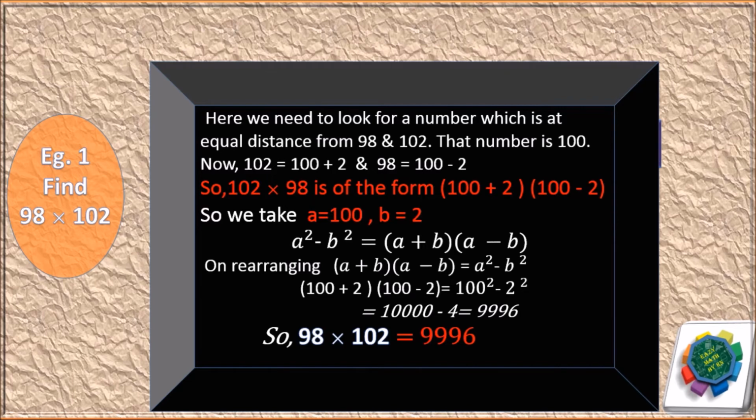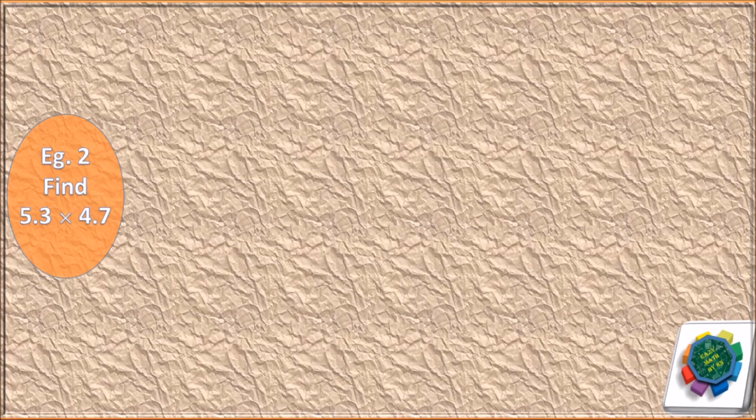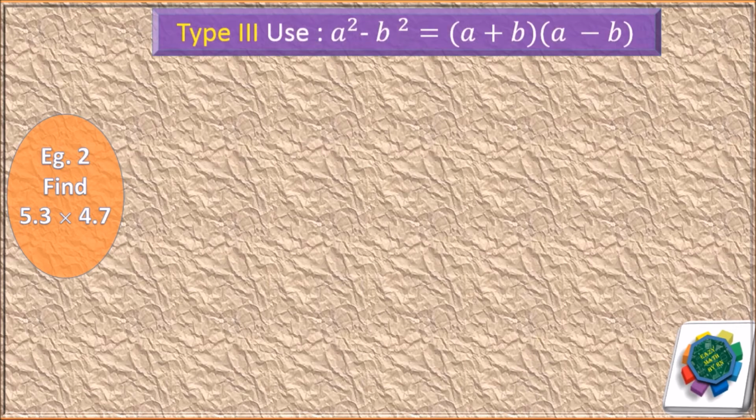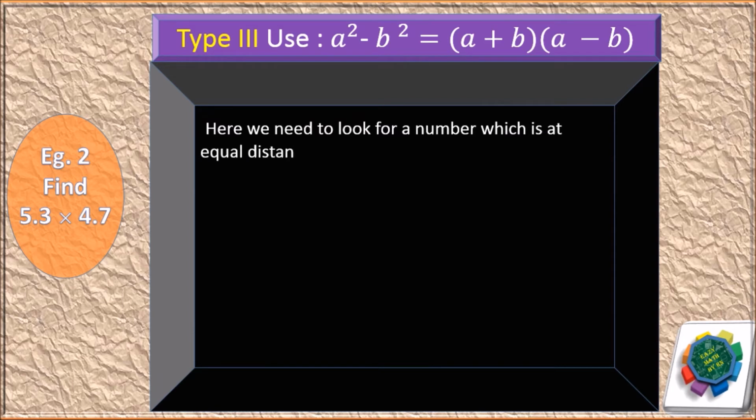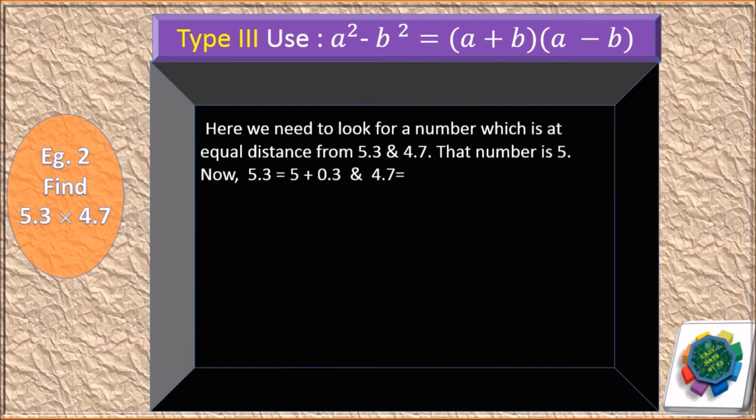In a similar line we will solve this next one, which is 5.3 into 4.7. Now here the number 5 is at equal distance from both of these numbers. So we can write 5.3 as 5 plus 0.3 and 4.7 as 5 minus 0.3. So it will take the form (a plus b) into (a minus b). So similar to the previous example, we will use the identity a square minus b square.